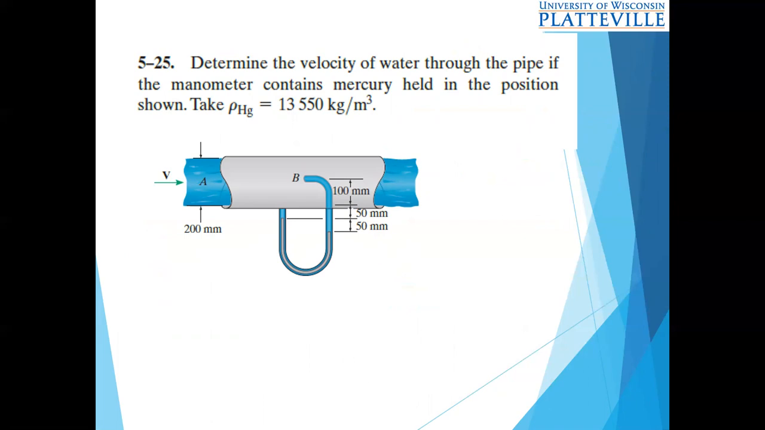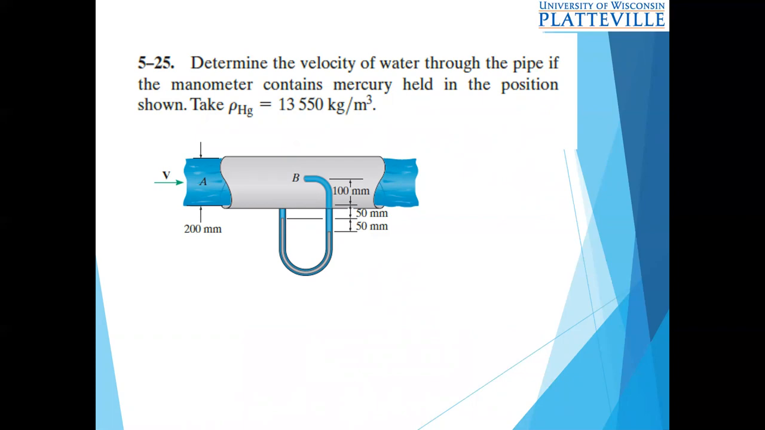catch it well in the midterm package, so determine the velocity of water through the pipe if the manometer contains mercury held in the position shown. Take the density of mercury, 13,550 kilogram per cubic meter. All right, so in this problem, it's a combination of manometer and Bernoulli's equation.